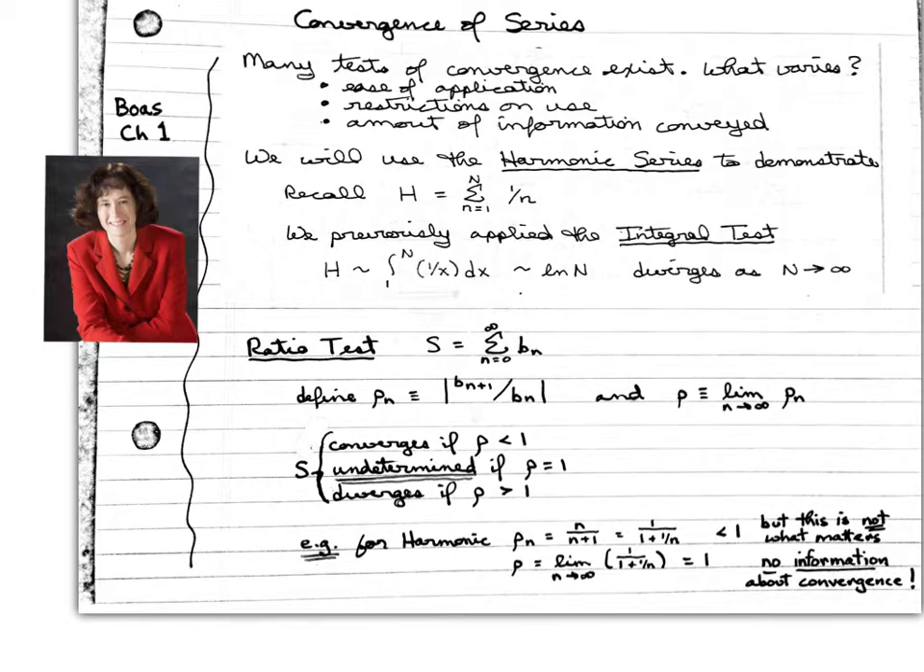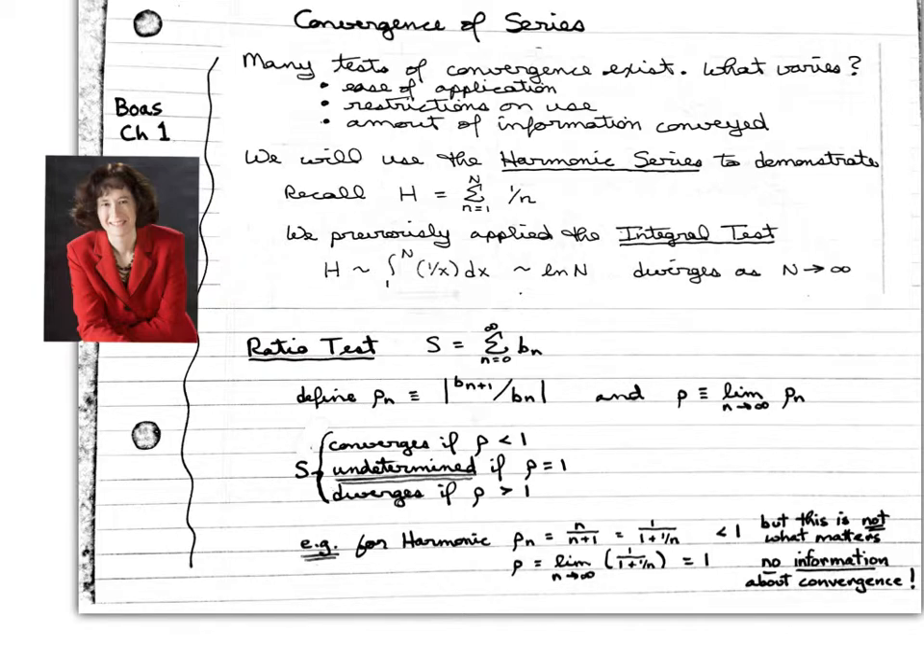The harmonic series, H, is the sum of terms that look like 1 over n, where n is a positive integer, and we showed that you could apply the integral test, converting the sum into a simple integral, and that showed that the harmonic series diverges as n goes to infinity. So we know the answer for the harmonic series. Now let's see what different tests will tell us about the harmonic series. That will let us see how well these other tests work and when they work.